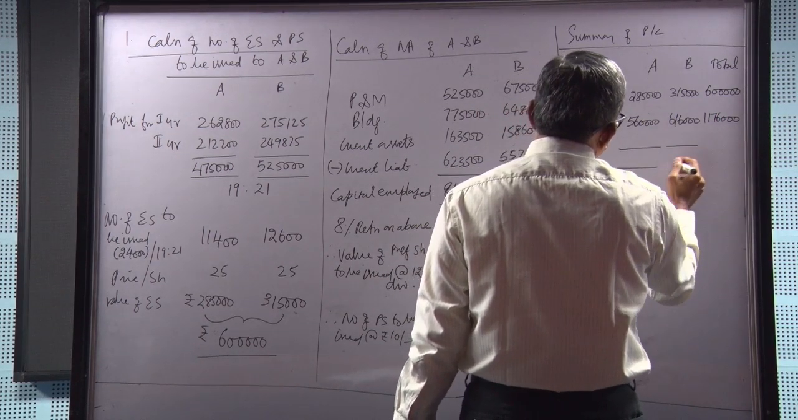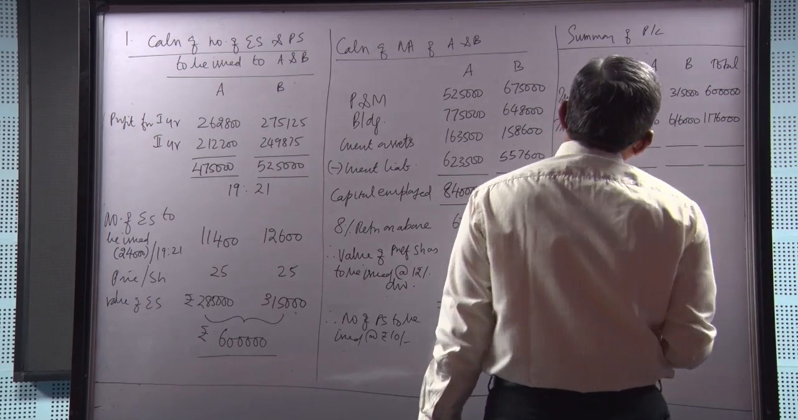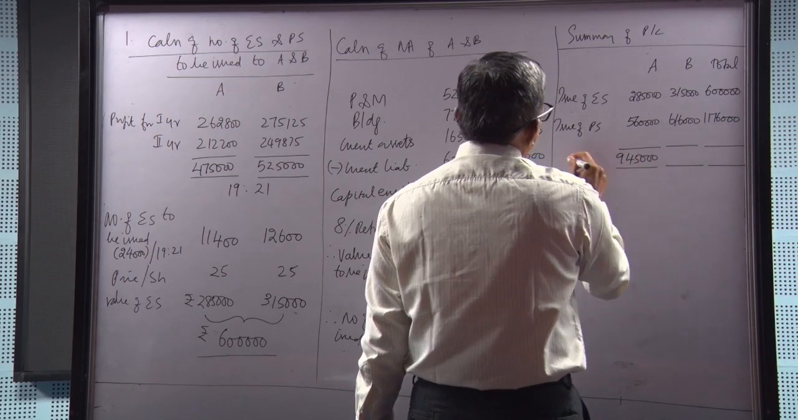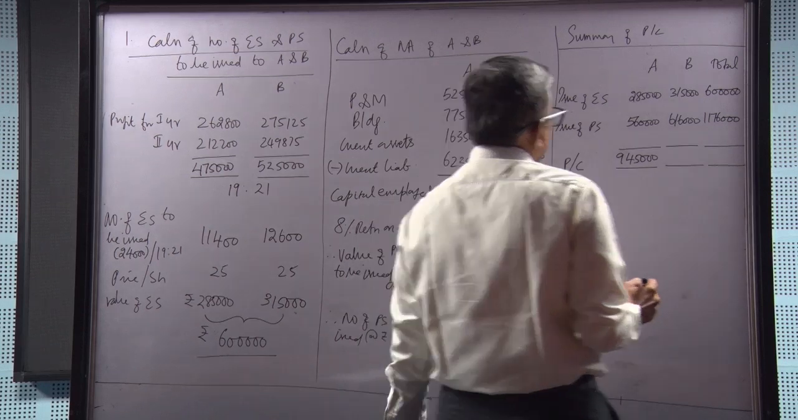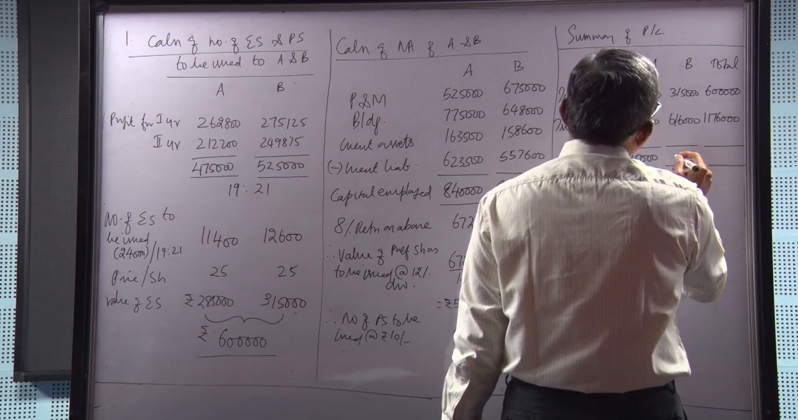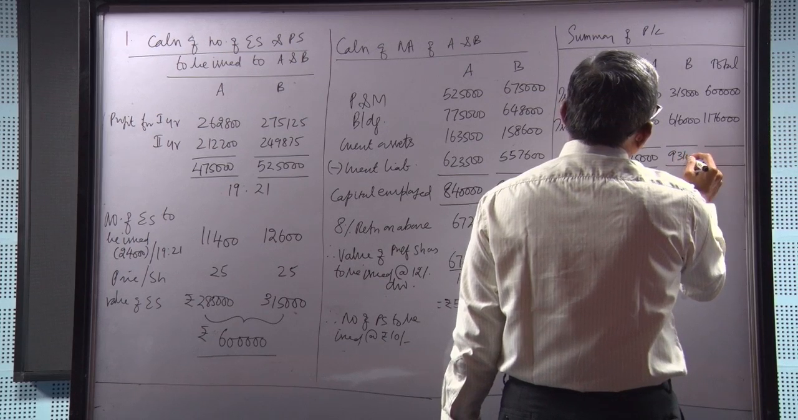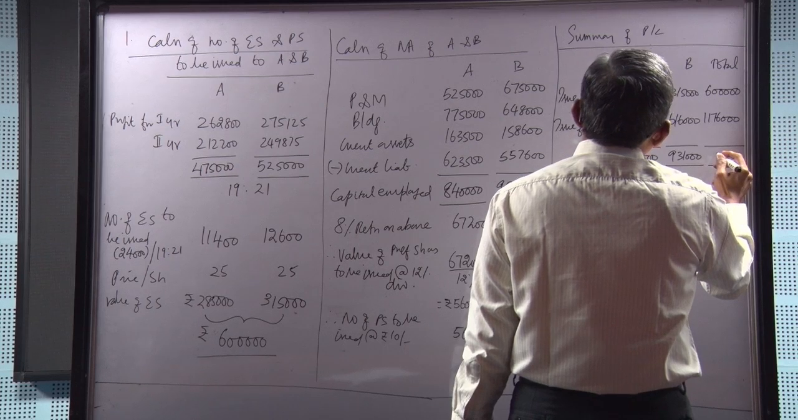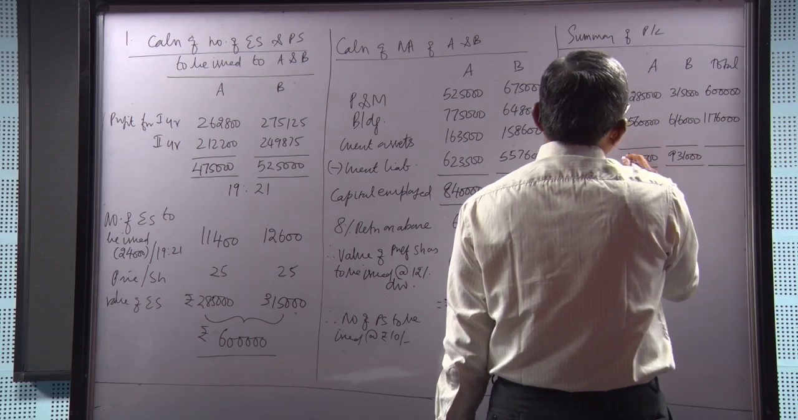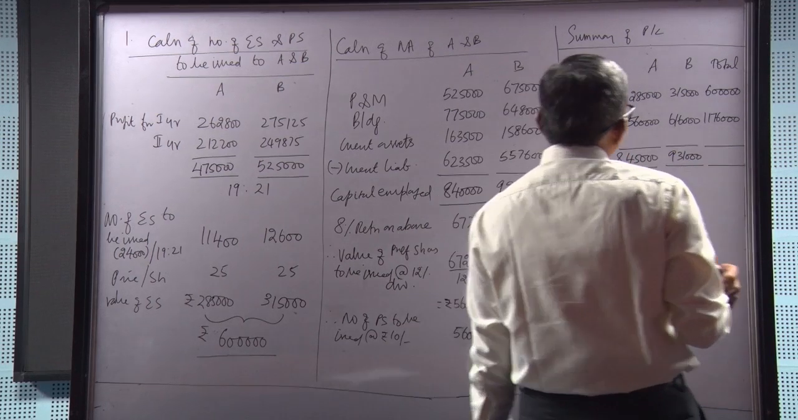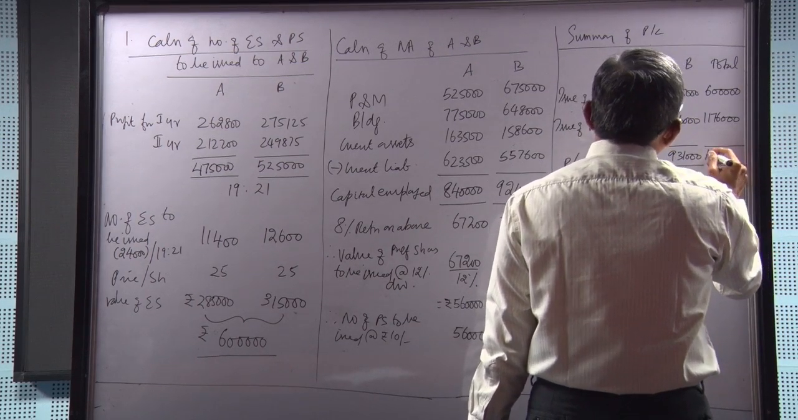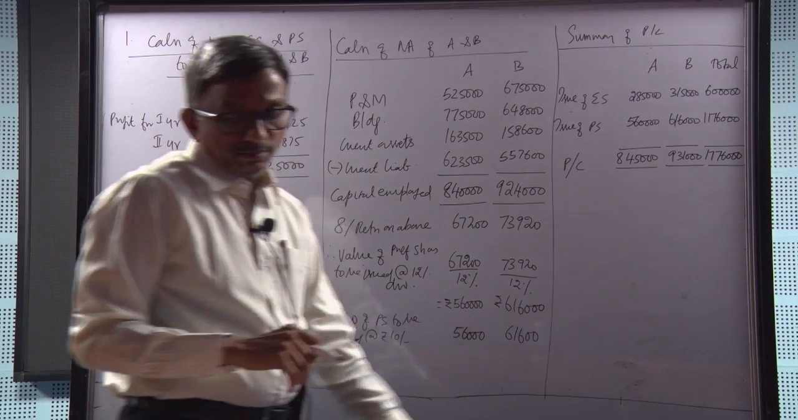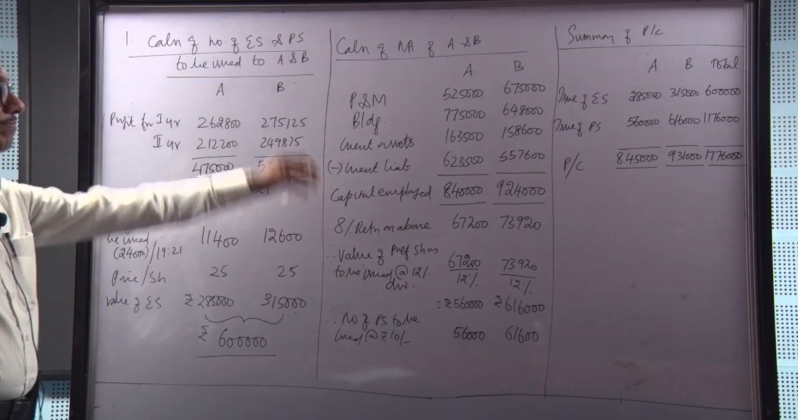Therefore, the consideration payable to A will be 9,45,000 for A. For B, it will be 9,31,000. So total will be, this will be 8,45,000 for A. B 9,31,000, total will be 17,76,000. So we answered the question A.